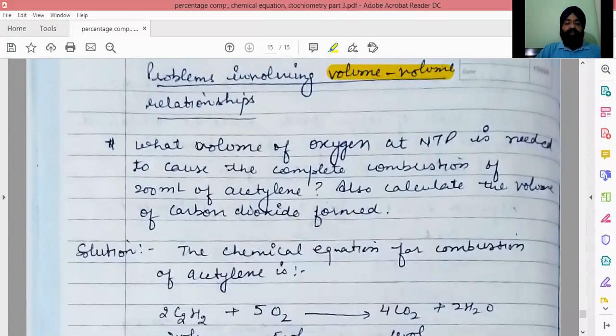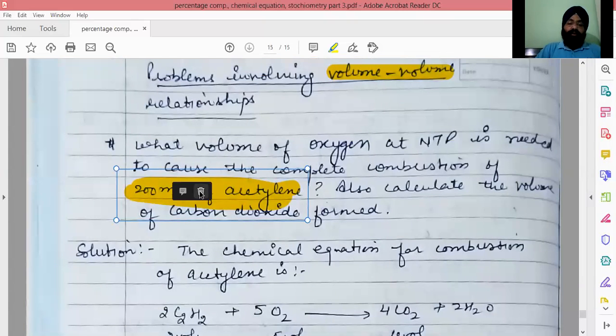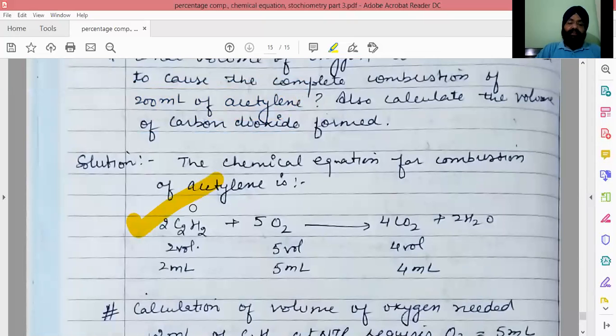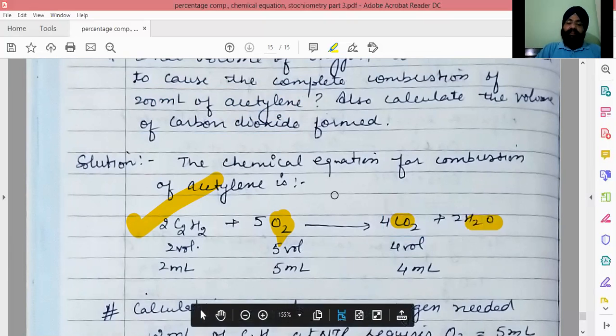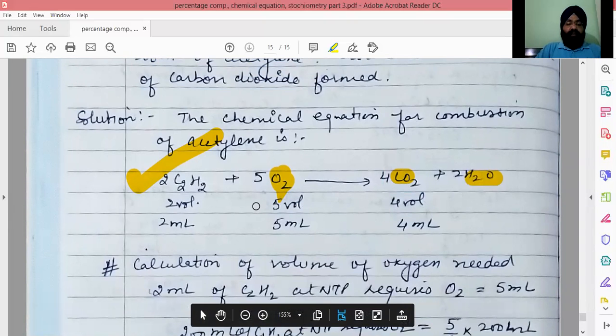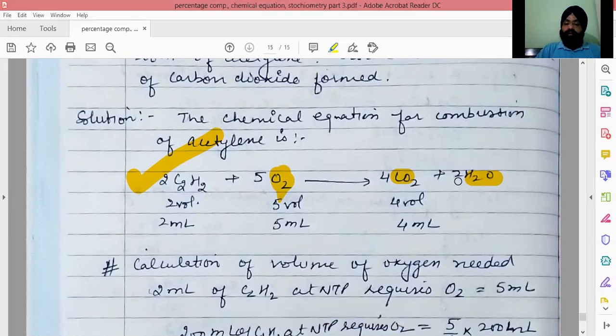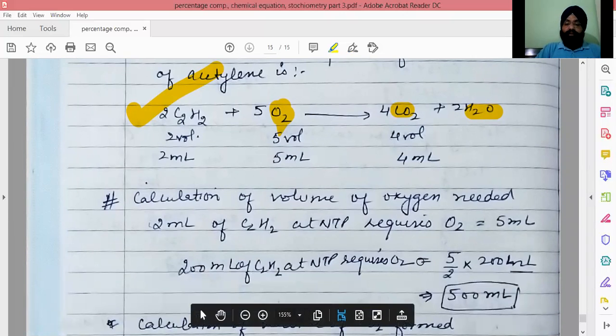Then, problems involving volume relation. Again it is the same. Here is an example. What volume of oxygen at NTP is needed to cause the complete combustion of 200 ml of acetylene? Also calculate the volume of carbon dioxide formed. Again, the first step is to write the balanced chemical equation. Acetylene is C2H2. On combustion, meaning reacting with oxygen, the hydrocarbon gives carbon dioxide and water. Then we'll balance it by trial, and on getting all the atoms of different elements balanced on both sides, we'll proceed for the solution.